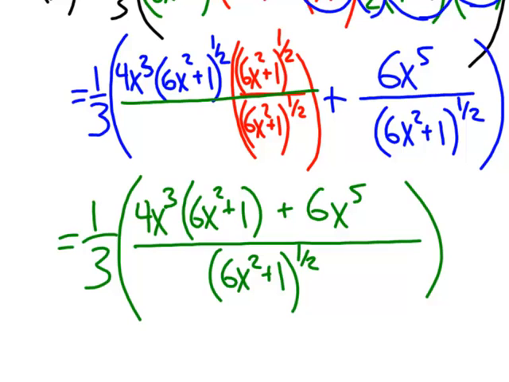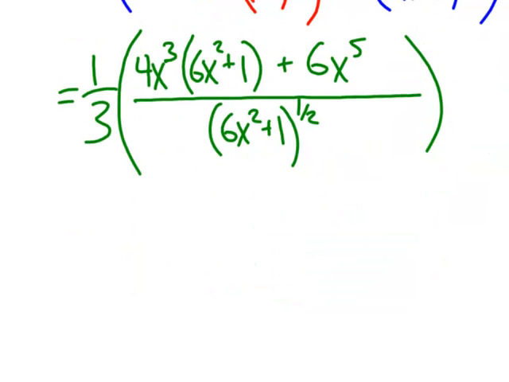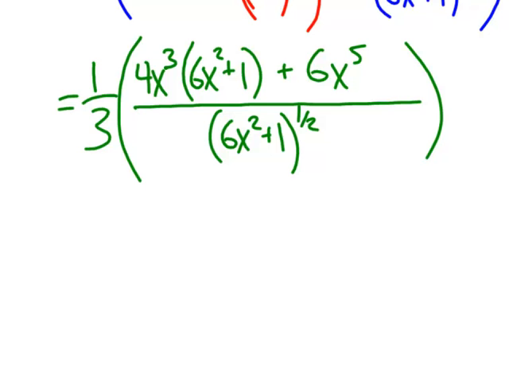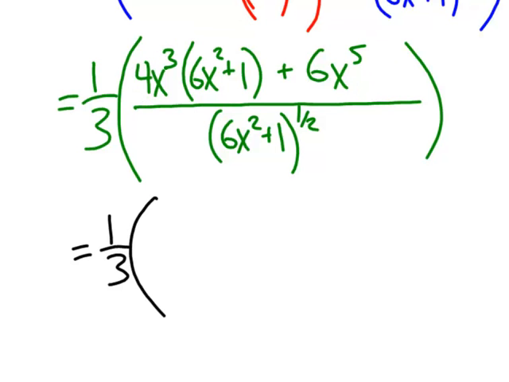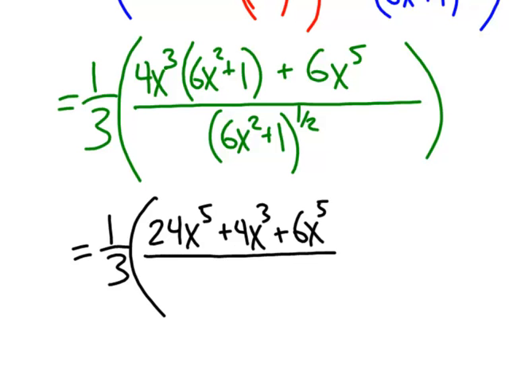Let's proceed. Let's continue cleaning this up algebraically. All right, all the action is taking place up there in the numerator. Up here in the numerator, let's distribute and combine like terms. So 4x cubed times 6x squared will give me 24x to the 5th. Distributing that 4x cubed to the 1 will give me plus 4x cubed plus 6x to the 5th. That's all over 6x squared plus 1 to the 1/2 power. Close parentheses.